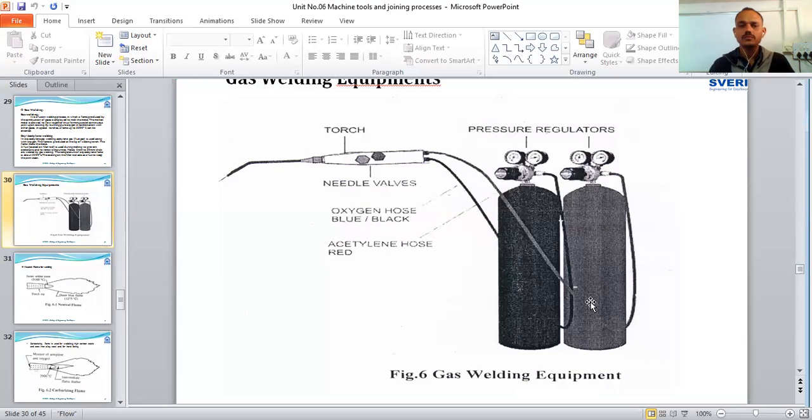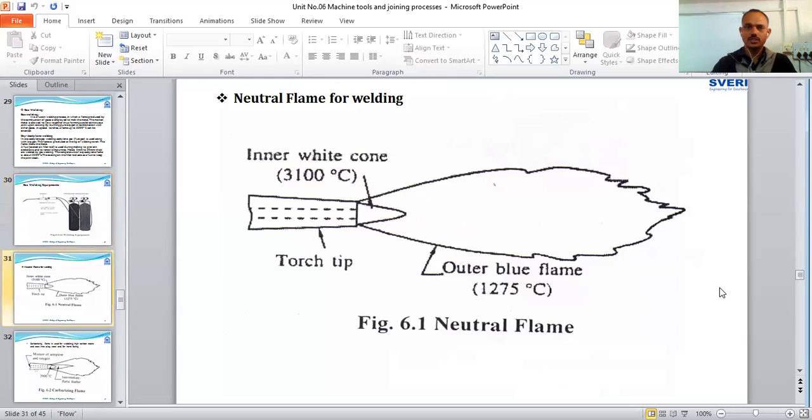Okay, so here we have the torch. The function of the torch is to mix the oxygen and acetylene. So it will create different types of flames. So the first one is the natural flame.